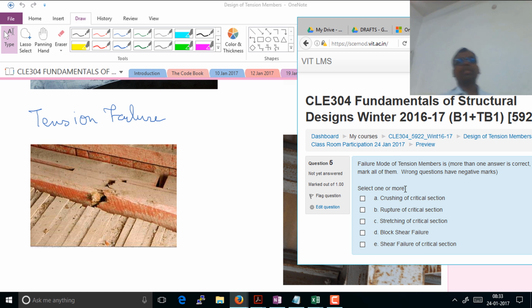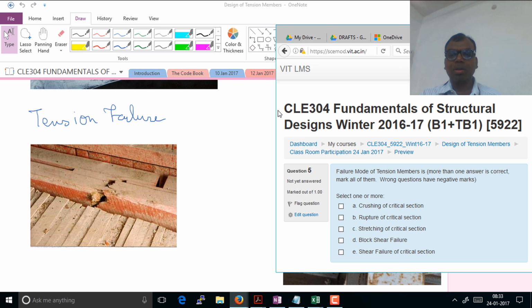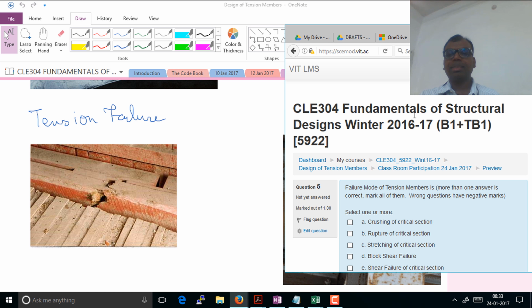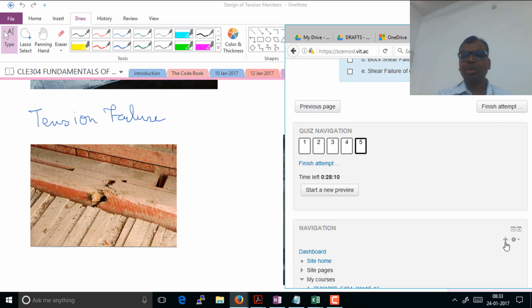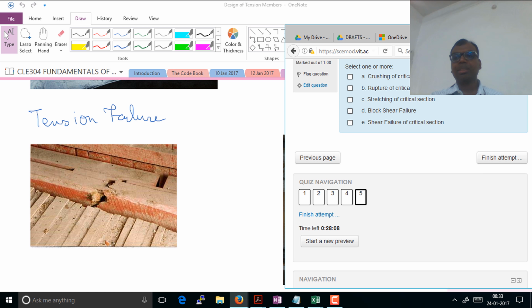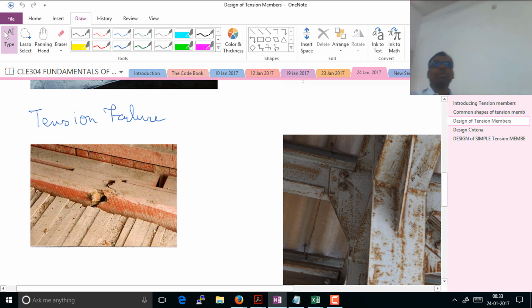Okay, I got a question now. This is a very general question. The failure mode of a tension member is, so there are quite a few choices over here. So when you get to the answer, you can directly answer this. It doesn't have any of the other questions. Only 5 questions. So when you go out, please answer these 5 questions.